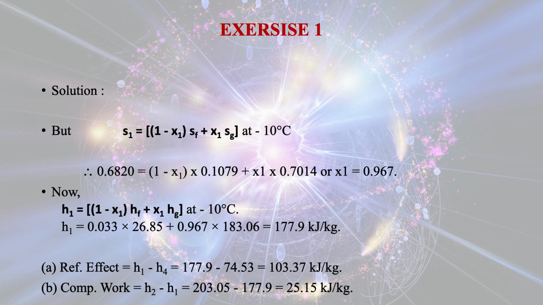Now next part is compression work. The compression work is nothing but H2 minus H1, equal to 203.05 minus 177.9, because the value of H1 as well as the value of H2 are known at this point. So the compression work is equal to 25.15 kilojoule per kg.